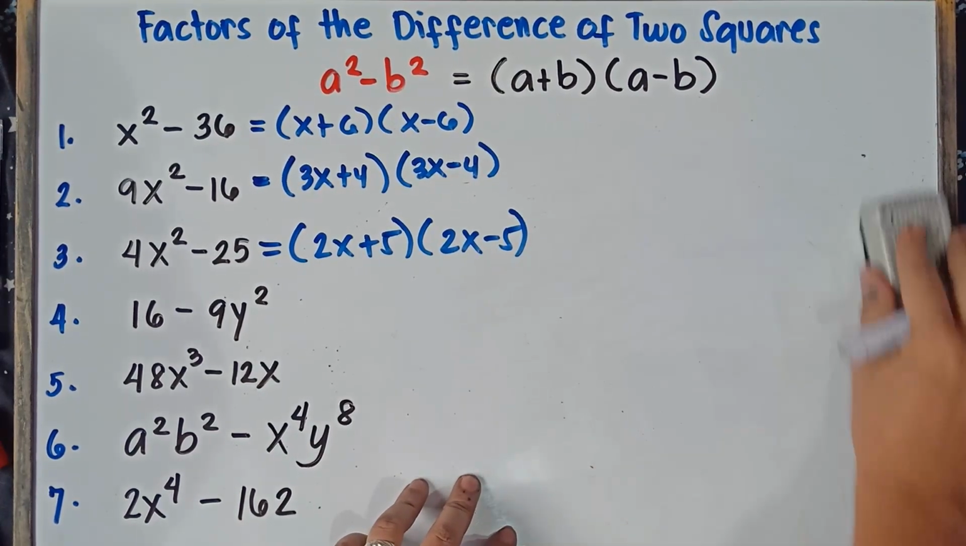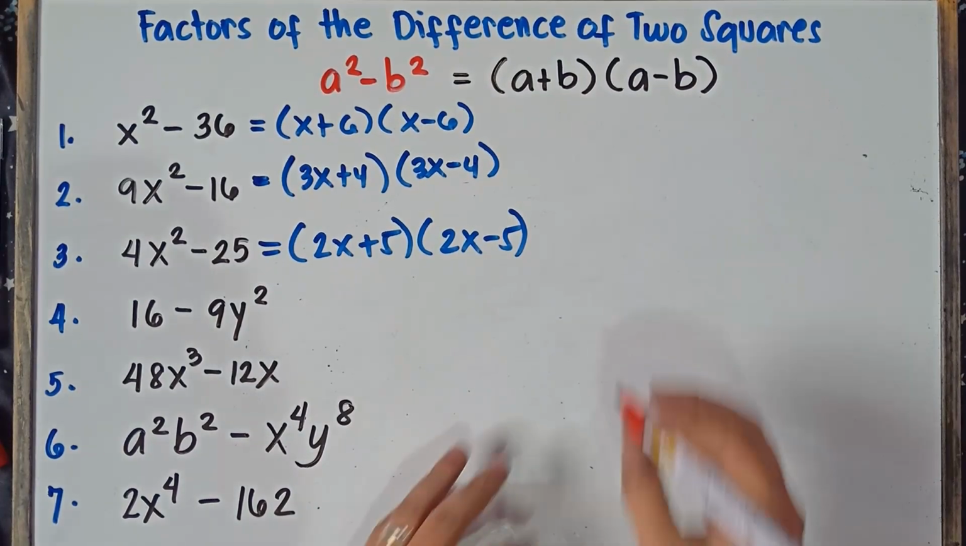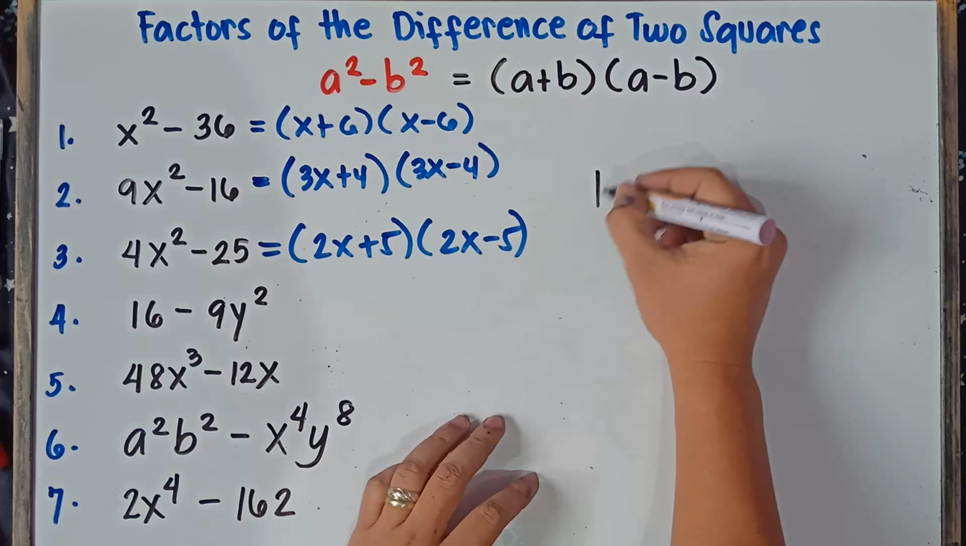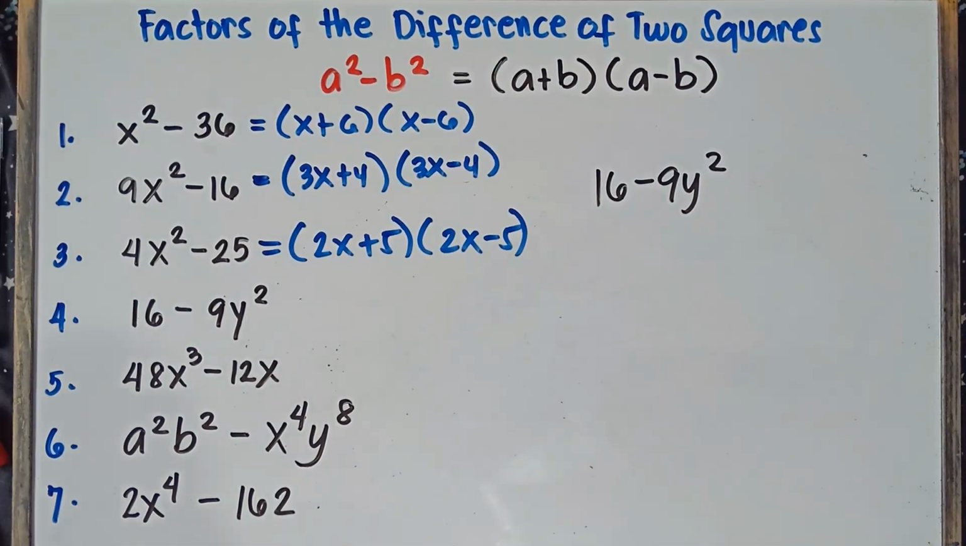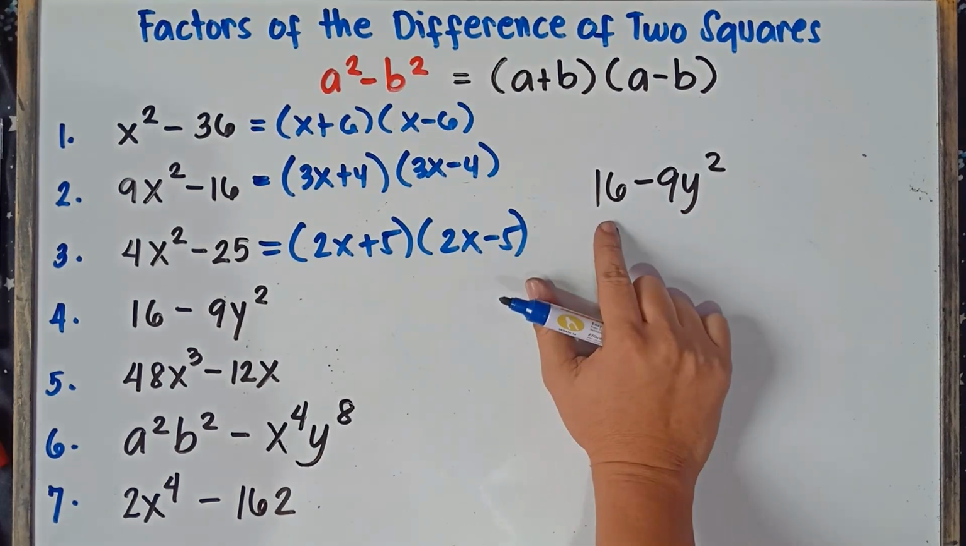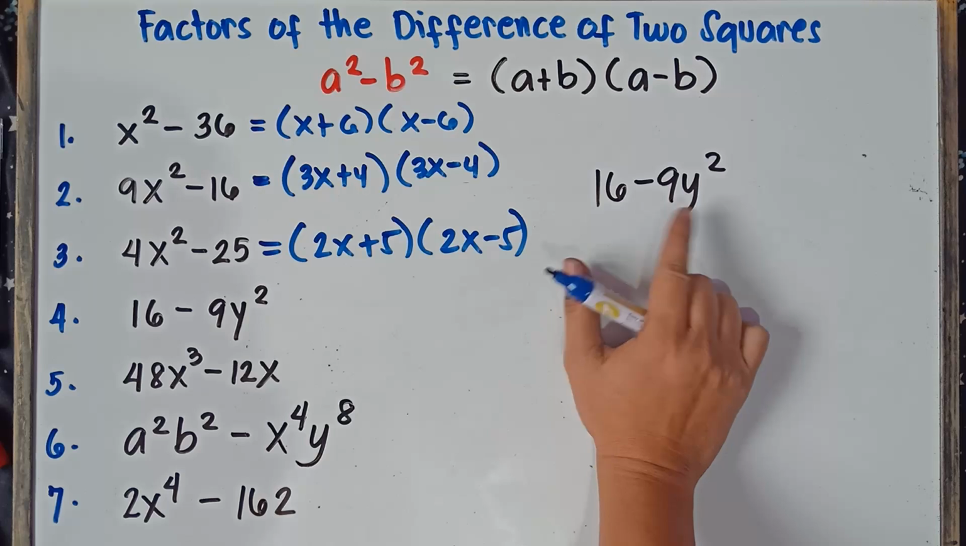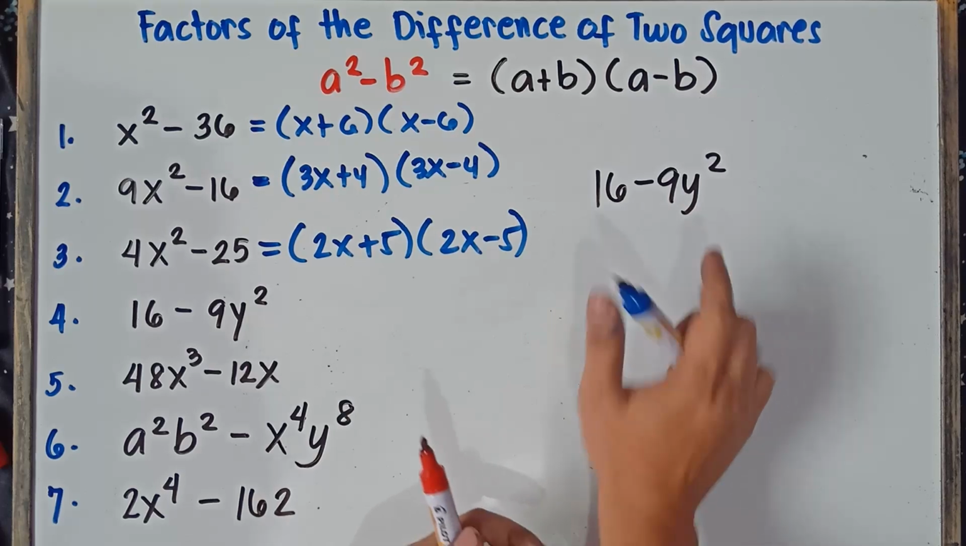Alright, so let's proceed now to example number 4. Our given, we have 16 minus 9y squared. Alright, so our first term is a perfect square. Yup, 16 is a perfect square. How about 9? Yup, 9 is a perfect square. Y squared, yup, y squared is a perfect square.